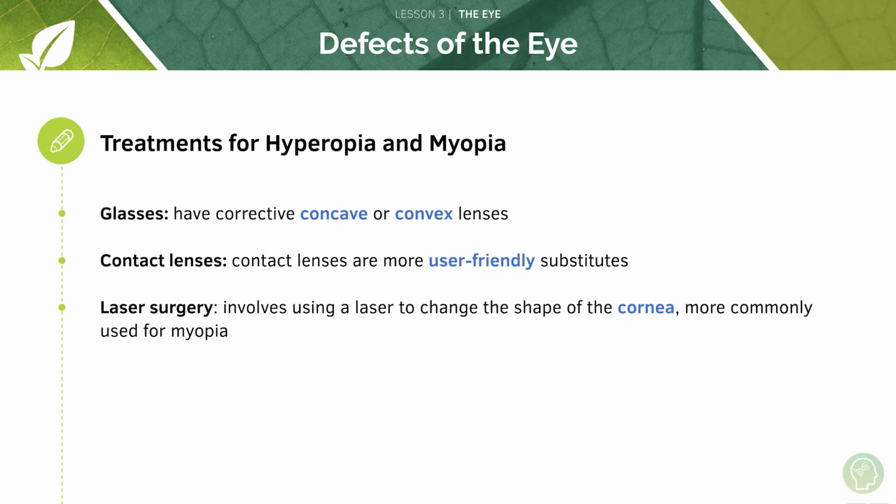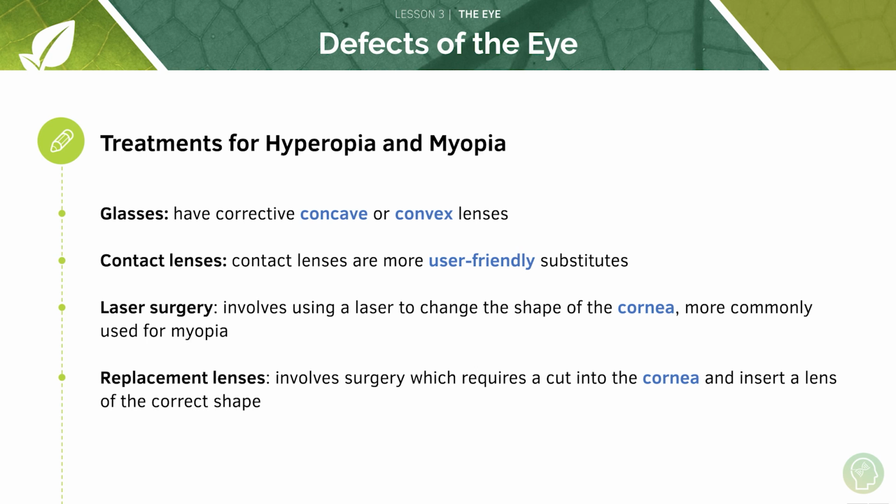Laser surgery alternatively can be used, so this involves using a laser to physically change the shape of the cornea, so therefore change the refractive power of the cornea. It's most commonly used for myopia, but obviously if you're undergoing surgery there's going to be a risk that you can get infection or go blind, although these are pretty rare now. So there is a risk associated with this treatment option, whereas glasses and contact lenses are relatively less risky than that.